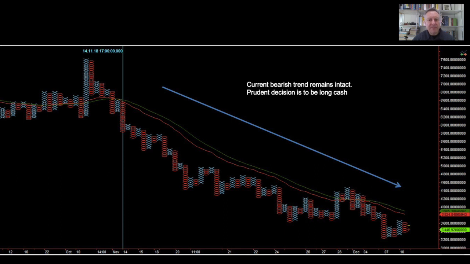From a trading perspective, the prudent decision is one where you should be long cash rather than long Bitcoin. This is something that I will probably bring into the discussion on a more regular basis going forward. The purpose of today's discussion was to illustrate its use and application, both as a research tool and a trading tool as well.